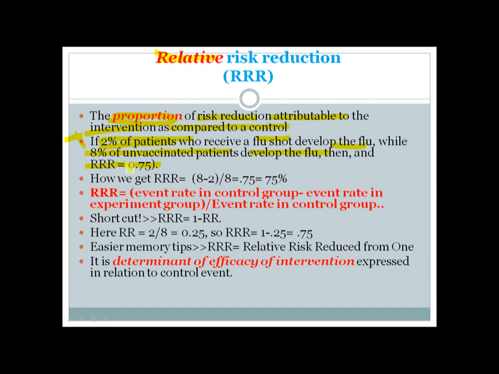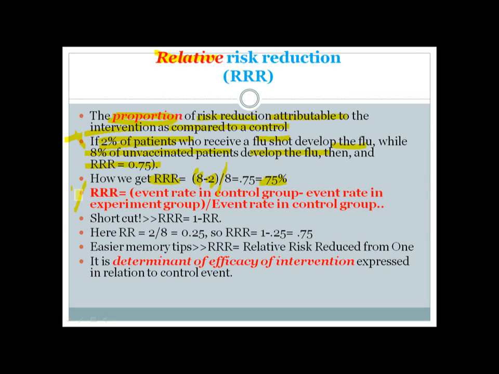Why is it 0.75? Because we can calculate that RRR is equal to 8 minus 2, which is the event rate in the control group minus the event rate in the exposure group or intervention group, divided by the event rate in the control group, which is 75%.